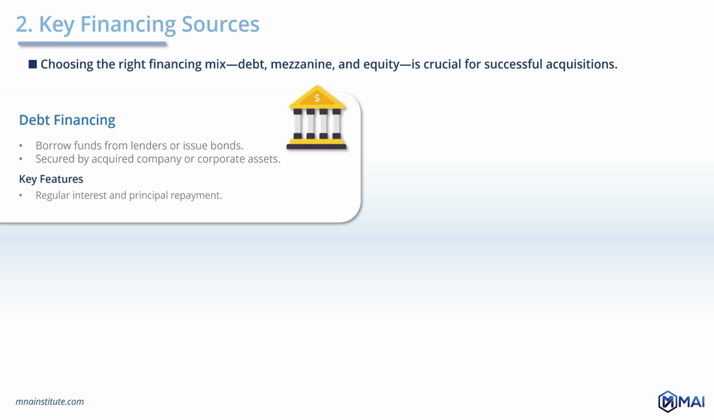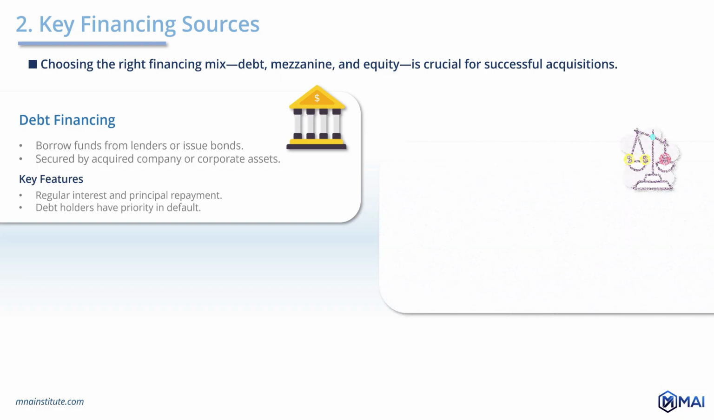Contractual repayment. Lenders are entitled to regular interest payments along with the return of the principal amount on a fixed schedule. Seniority. In case of default, debt holders generally have priority claims on a company's assets compared to equity holders.